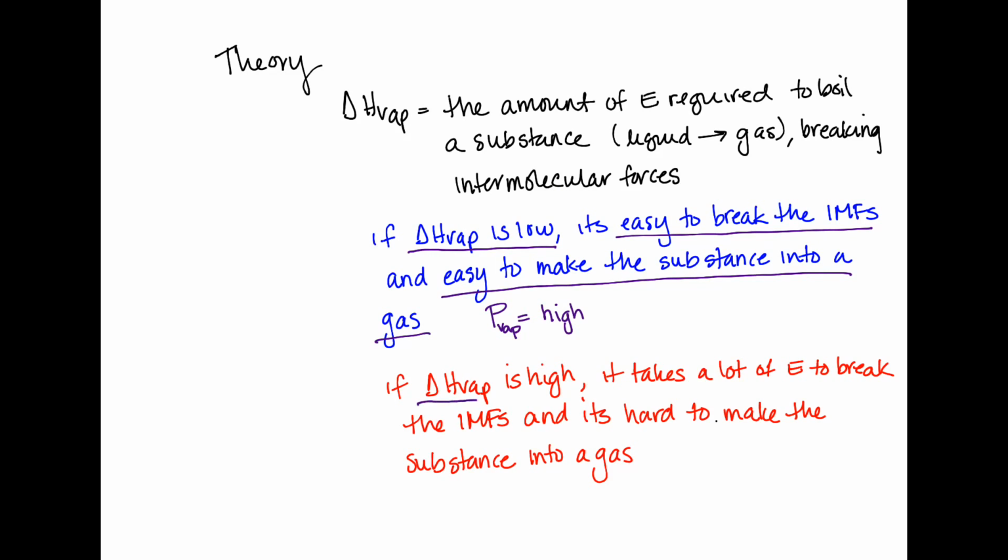When the delta H of vaporization is high, it takes a lot of energy to break the intermolecular forces, and it's hard to make that substance into a gas. And because not many molecules are going into the gas phase, the vapor pressure here is going to be low. So we can see that there's a relationship between the delta H of vaporization and pressures. And there's also a relationship with temperature, because as the temperature of a substance increases, evaporation increases, and the partial pressure would increase.